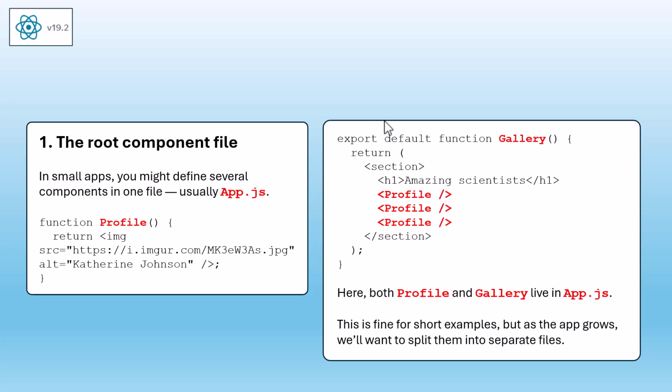Now, let's talk about the root component file. This is the file where your React app begins, usually named app.js. In small projects, you might define multiple components in that file. For example, imagine you have a profile component showing a picture and a gallery component that displays several profiles. Both could live in app.js, and that works fine at first. But as your app evolves, you'll want to move those components into their own files. This makes them more modular and easier to manage.